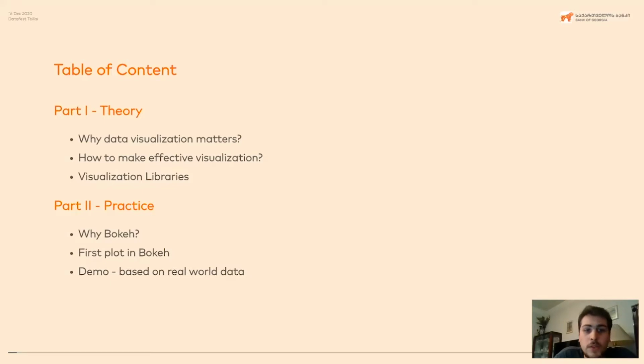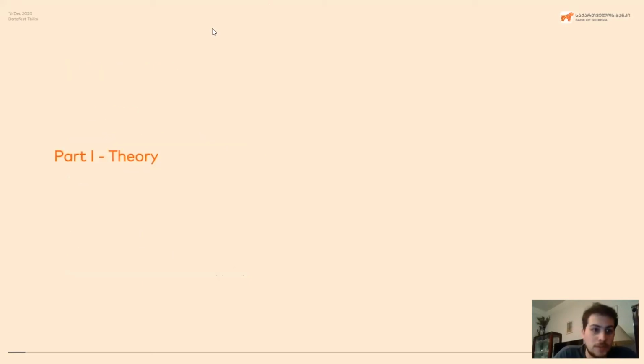We'll focus on a visualization library called Bokeh, which is mainly built for the Python programming language. We'll utilize the library together to build our first interactive graphs. What I want to ask you is that I want this workshop, especially the second part, to be as interactive as possible. So let's start from part one, which is the theoretical one.